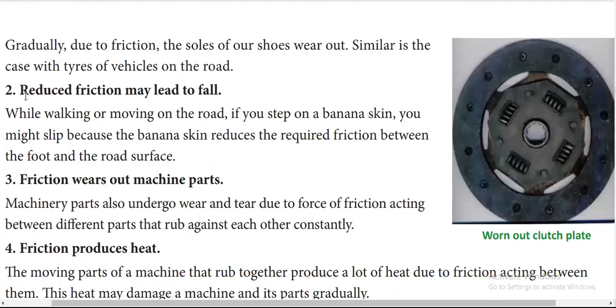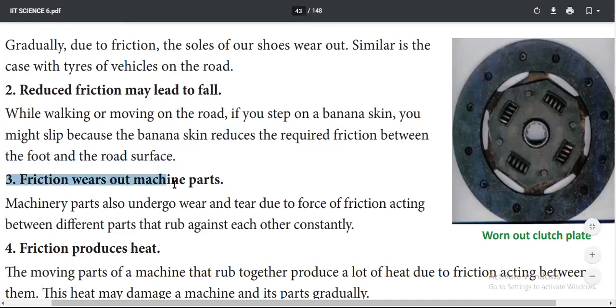Then the second example of undesirable effect, reduced friction may lead to a fall, meaning if the friction is reduced, it may lead to a fall. For example, we are moving or walking on the road. If you step on a banana skin, so what's the result? You might slip. Why? Because the banana skin reduces the friction between the foot and the road surface. So you are slipping. So it is also an undesirable effect due to the reduction of friction.